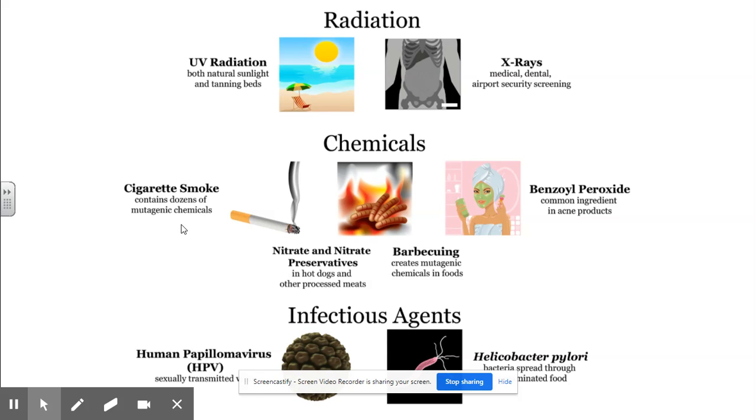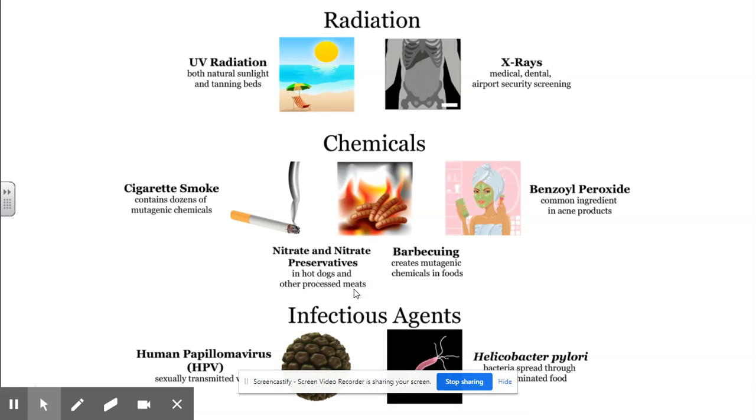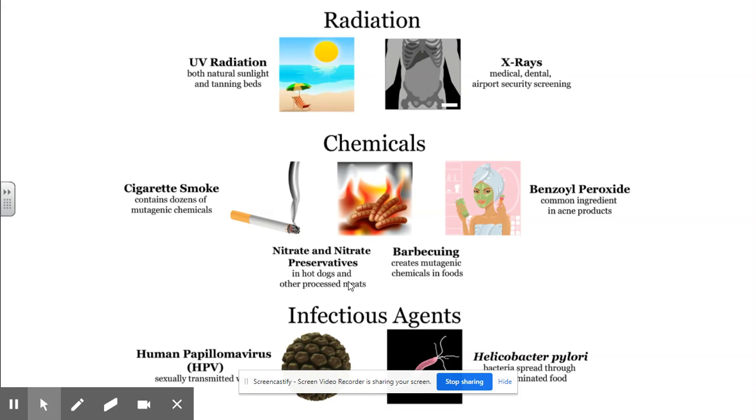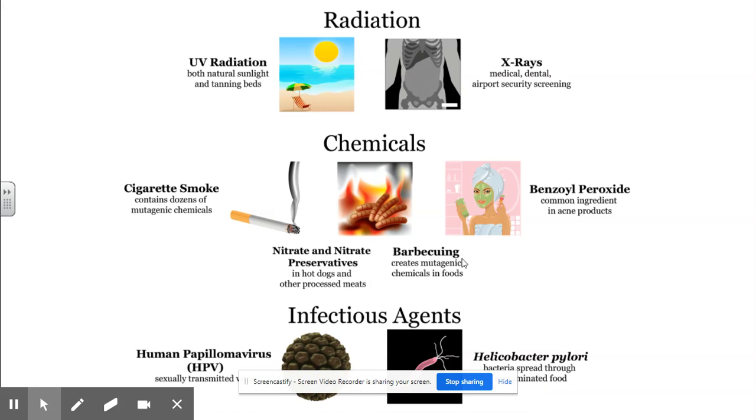We talked about cigarette smoke containing dozens of mutagens. But also think about nitrates and nitrites. These are preservatives that are found in processed meats, such as hot dogs and lunch meats that you find at the grocery store. I look for nitrate and nitrite free to be displayed on the packaging before I will purchase it, because I know that these are not good chemicals. These are mutagens and I don't want to ingest them.